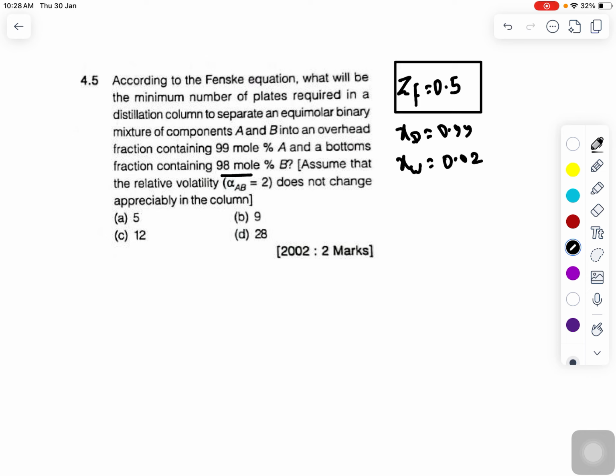I am assuming A is the more volatile component, but the bottom composition is given in terms of B, so you have to calculate it in terms of A, right? That's why I have written it that way. And again, the average relative volatility is given as 2, which does not change appreciably. Then you have to calculate the minimum number of plates required here.